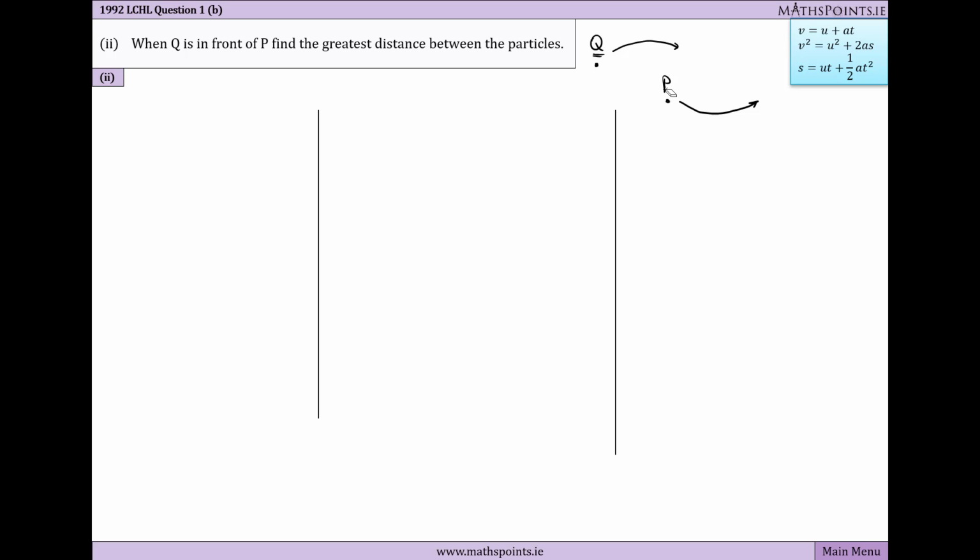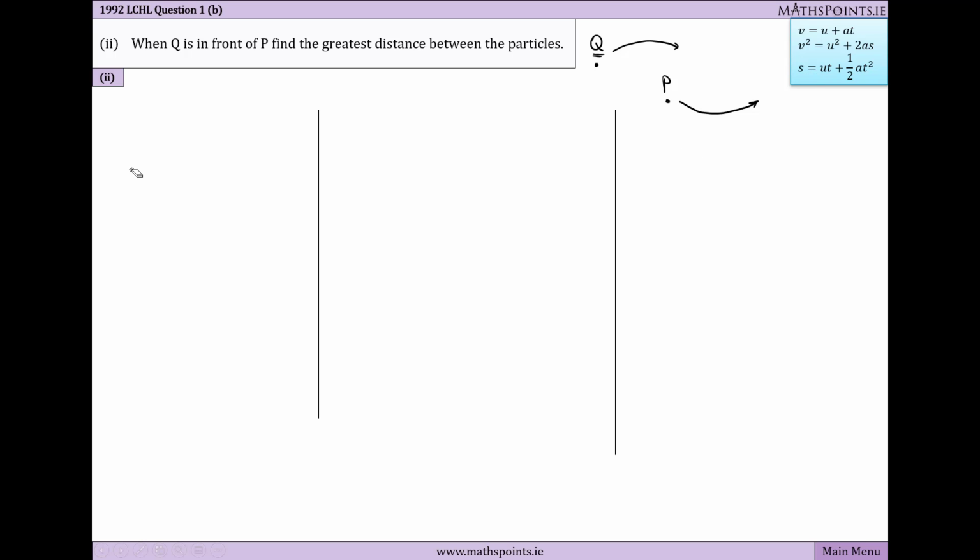Now obviously, when P overtakes Q again for the second time, P will be ahead forever, and so we could say the greatest distance between the particles will be infinity, because the distance between P and Q will obviously increase forever if P is moving at a greater acceleration than Q is. But what they're interested in is, what's the greatest distance that Q gets ahead of P before P re-overtakes it and goes on and is ahead forever.